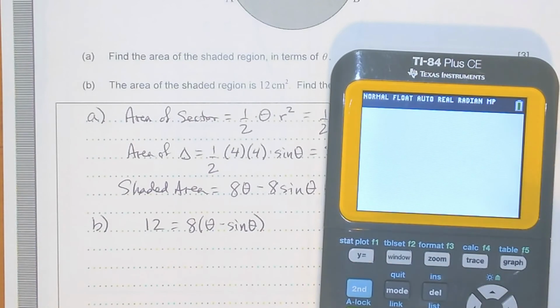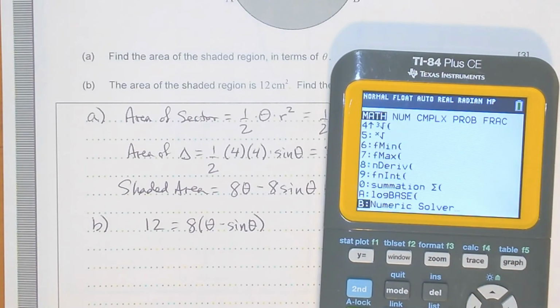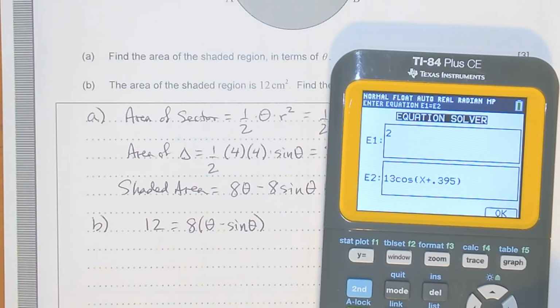I'm going to go right to my solver, so that's math, up arrow, enter. Clear this out. On one side I'll put 12. On the other side I'll have 8, and then in parentheses, x minus sine of x. And the first parenthesis closes the sine, and the second one closes the x minus sine x.